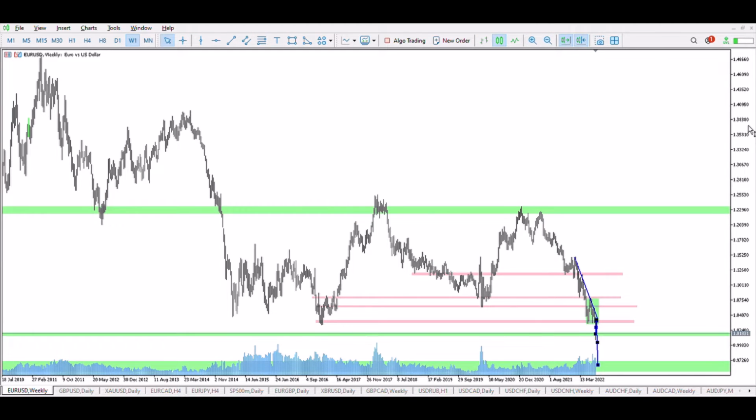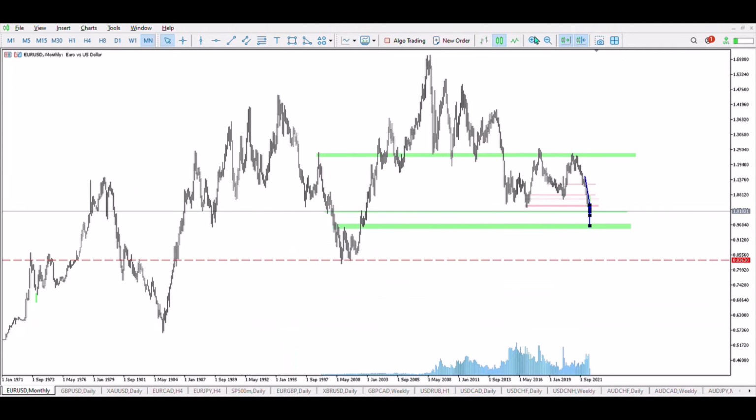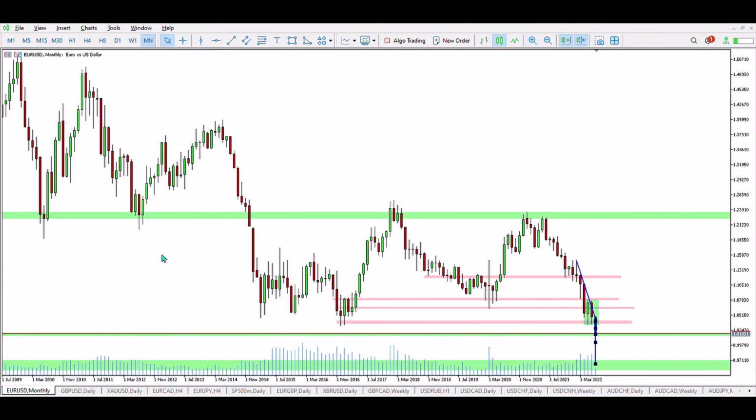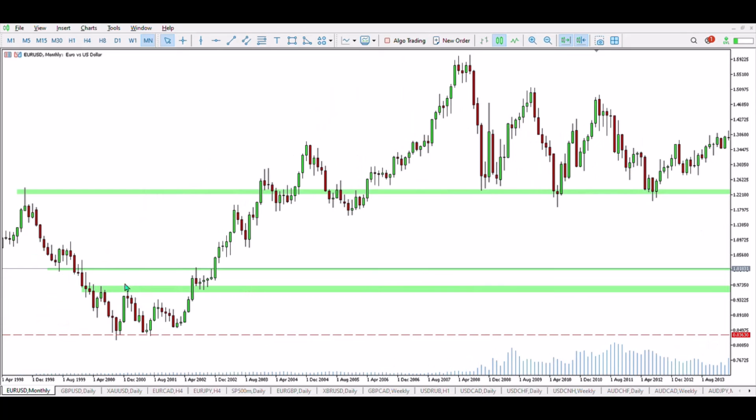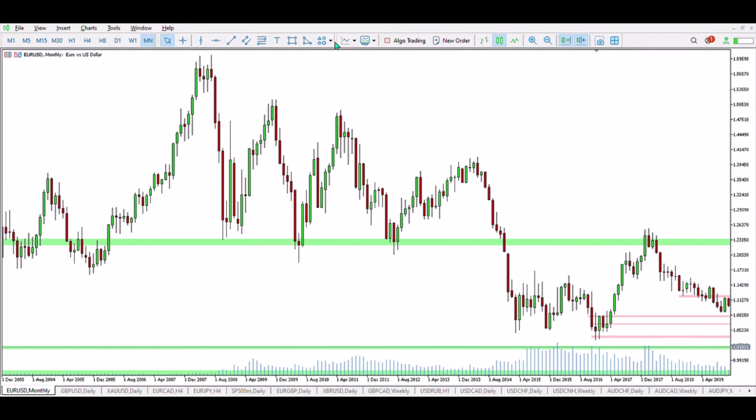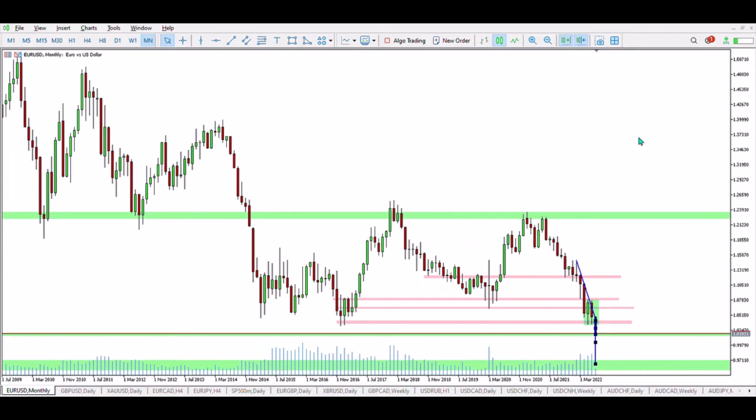Let's go back to the weekly chart, even monthly, and see that here we have highs, lows, and a consolidation, these two candles. So this would be our swing target if the price doesn't reverse.